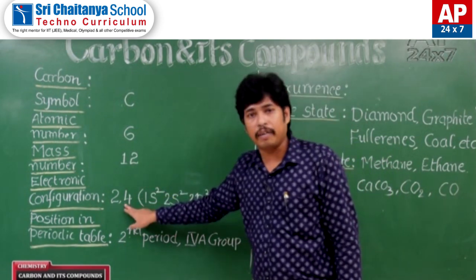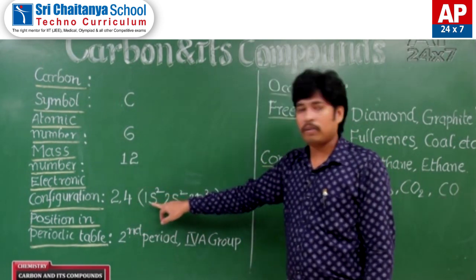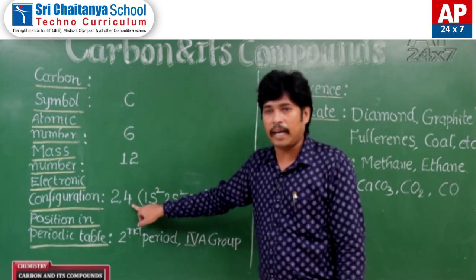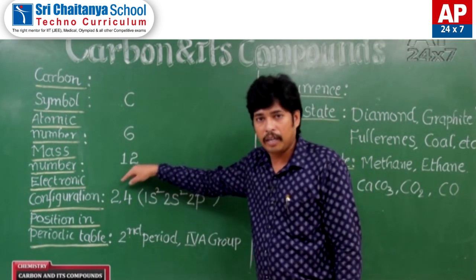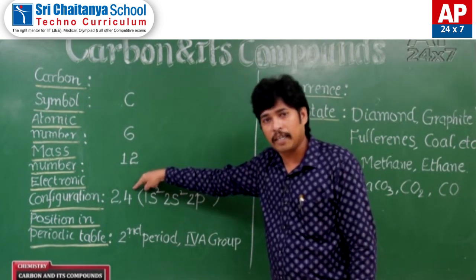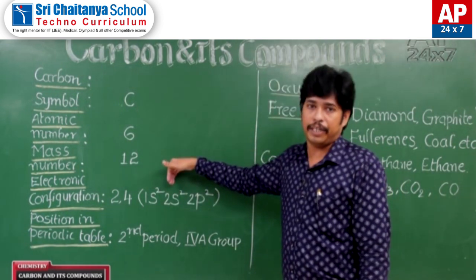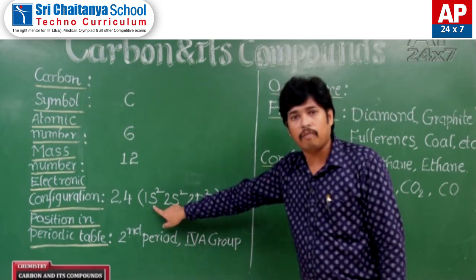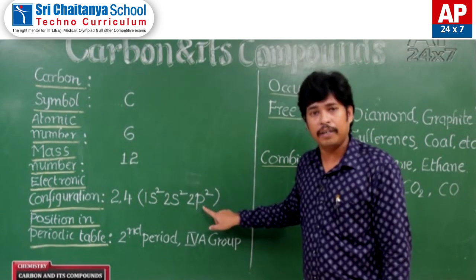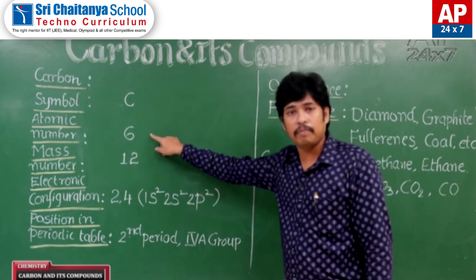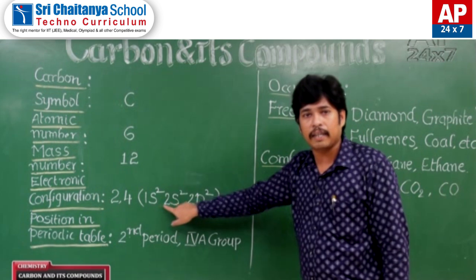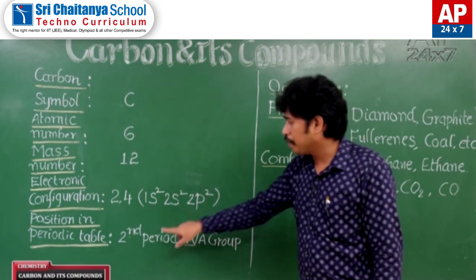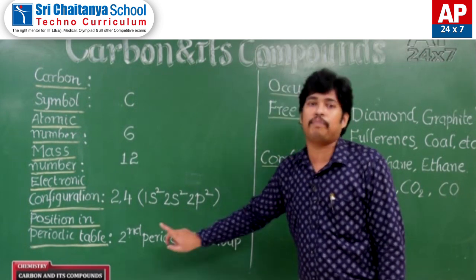Coming to the electronic configuration of carbon, we know already, that is 2, 4 as per the shell configuration, like 2 electrons in the K shell and 4 electrons in the L shell. And as per the subshell configuration, if you want to write the electronic configuration of carbon, it is 1s2, 2s2 and 2p2. Since atomic number is 6, all the 6 electrons are distributed into various subshells in this way.